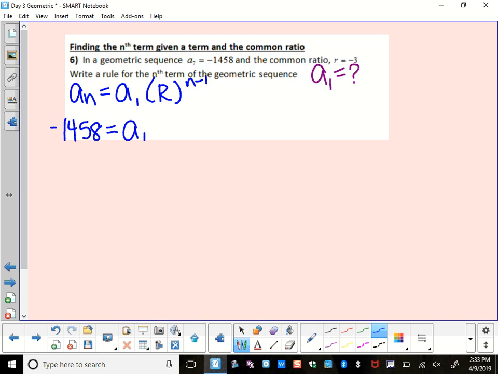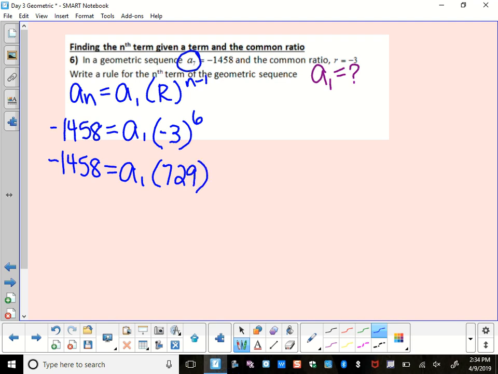My ratio is what? What they said? Negative 3. And then n minus 1. Well, which term did they give us? 7. So 7 minus 1 is 6. But in your calculator, what is negative 3 to the power of 6? Make sure your negative 3 is in parentheses. 729, good.